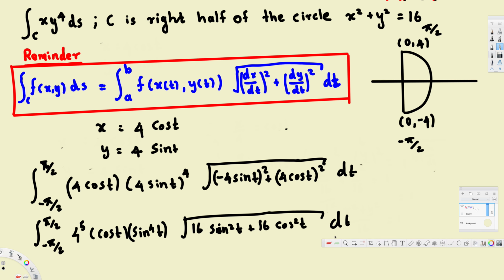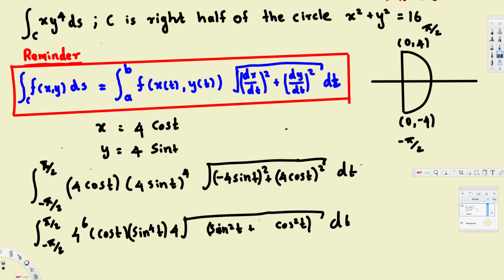Now we can take the 16 common. Okay, let's rewrite, or just show it here and add them together. From this one we can see we can take 16 together. So if we take 16 common, this is going to be 16 times sine square t plus cos square t, and if I take this 16 outside the square root, this is going to be just 4. So here we are going to have 4, and since we have 4 power 5 already, if you multiply this one with this, that's going to become 4 power 6, right? So in this way we are going to have 4 power 6.